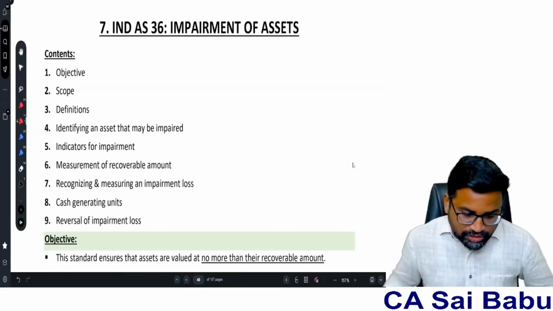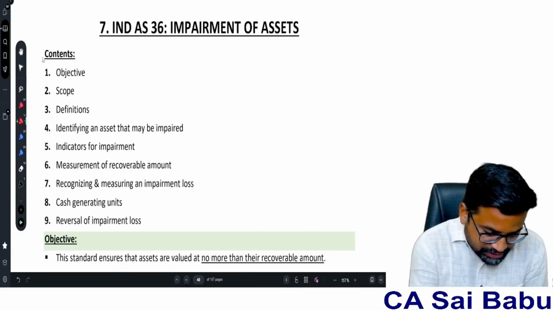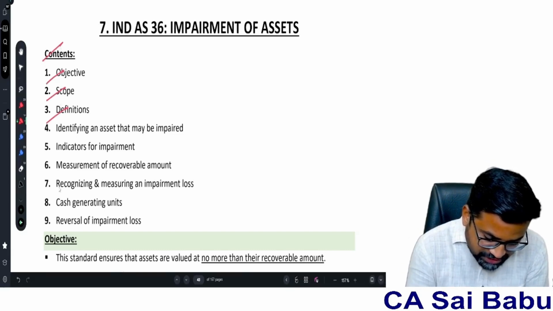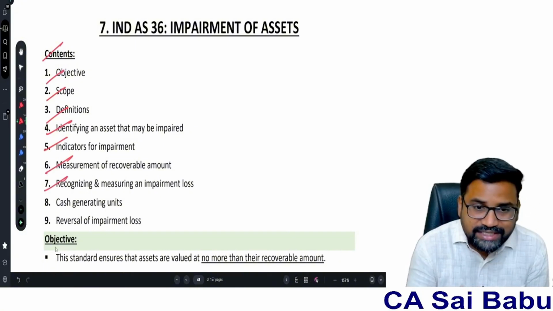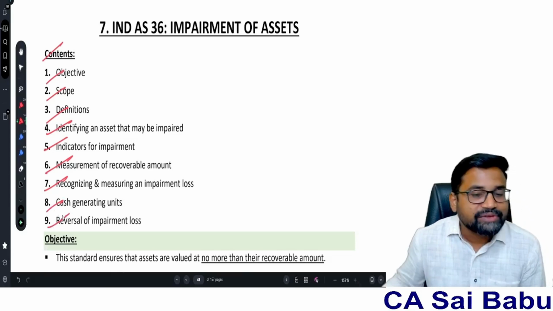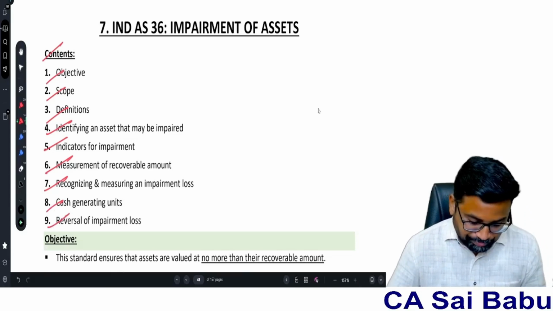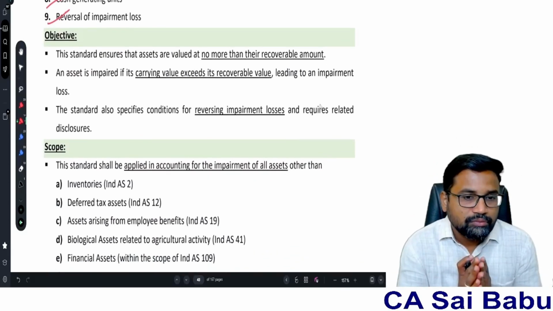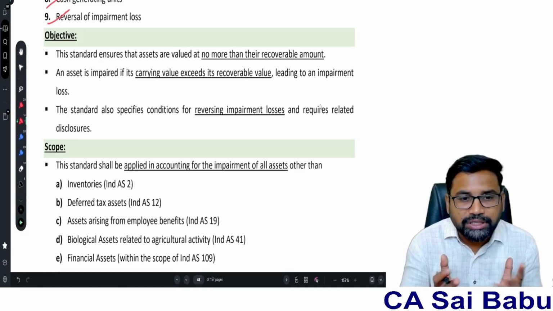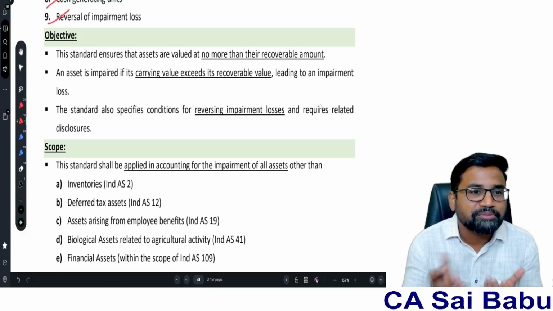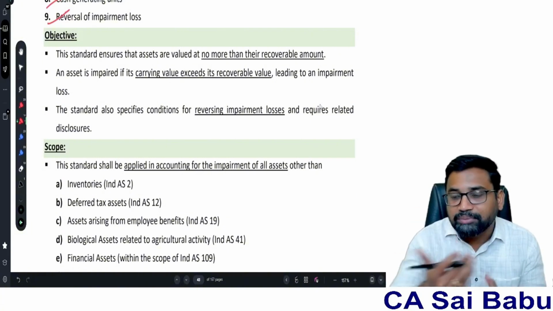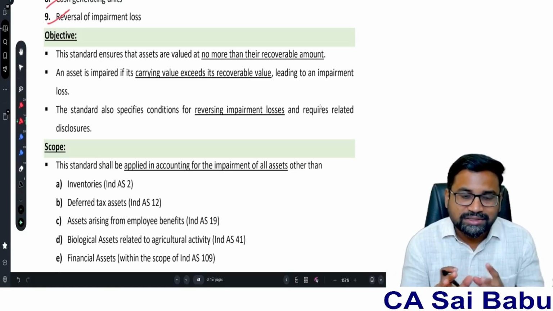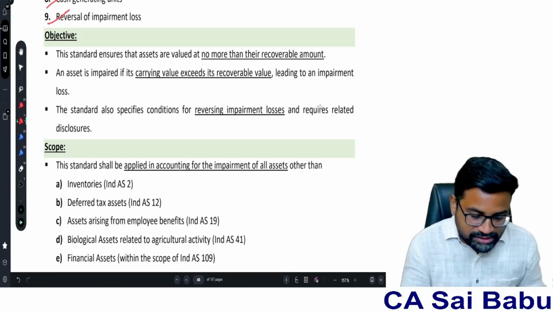Okay. Now, what we are going to cover in this standard? There are objective, scope, definitions, identifying an asset that may be impaired, the indicators for impairment, measurement of recoverable amount, recognizing and measuring an impairment loss, that is accounting treatment, cash generating unit, and reversal of impairment loss. So these are the topics we have. Now objective. What is the objective of this Ind AS 36? Simple, to provide the accounting treatment of impairment loss, how to recognize impairment loss, and what is the accounting treatment for reversal of impairment loss. All the principles relating to impairment loss are covered under the topic of objective.